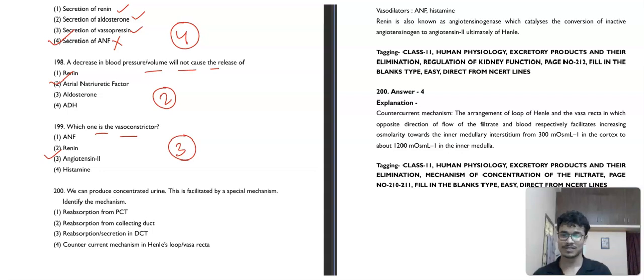Then question number 200, the last question of this paper, and it will be free. We can produce concentrated urine. This is facilitated by a special mechanism. You know that, I have explained it so many times while discussing other questions. There is the counter current mechanism of the loop of Henle and vasa recta. So the fourth option is our correct answer. I hope you understand each and every solution, and thank you.